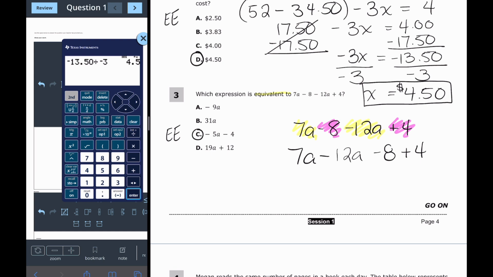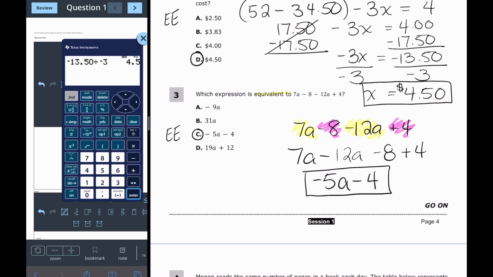And we'll do the first part. 7a minus 12a gives us -5a. And -8 plus 4 gives us -4. And I can't combine these like terms because one is a coefficient with a variable and one is just a term.